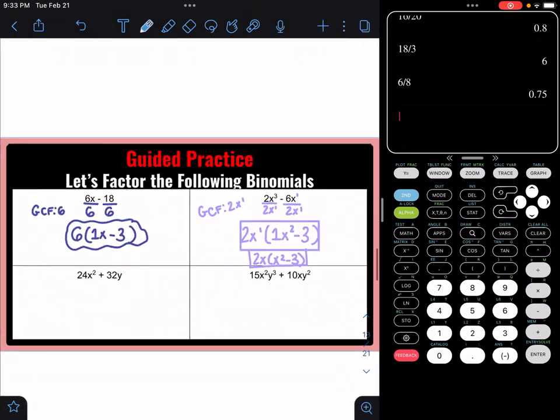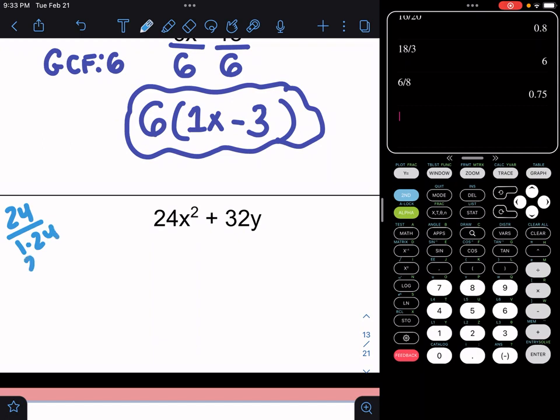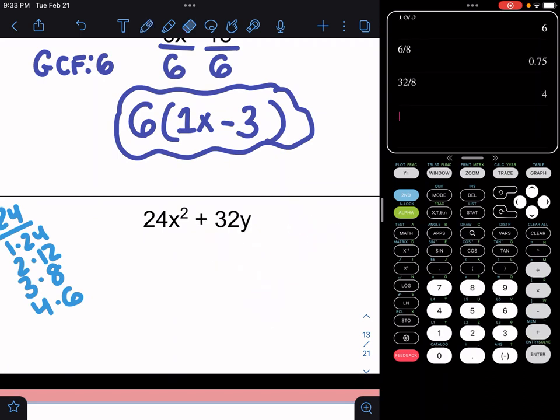Alright, let's look at this next one. GCF here, my smallest number is 24. Let me write down my factors of 24. 1 and 24, 2 and 12, 3 and 8, 4 and 6. Does 32 divide by 24? Nope. 32 divided by 12? Nope. 32 divided by 8? I think that works. Let me just double check. Hey, that works. So my GCF would be 8.